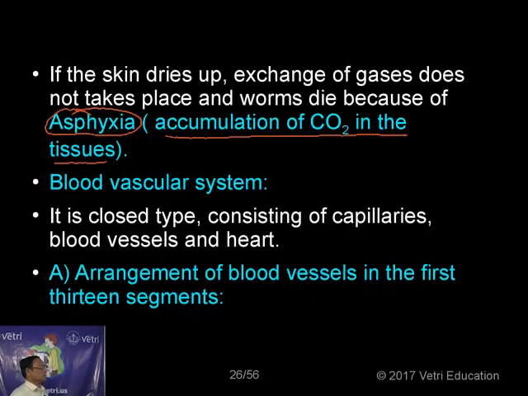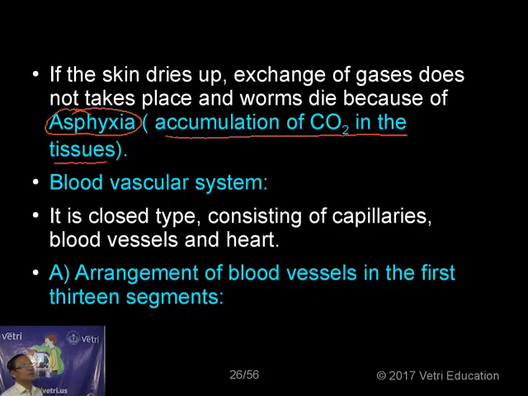Now the blood vascular system. In the case of earthworm, the circulatory system is of closed type. This is the first time you see that the organisms in Annelida developed a closed circulatory system with red blood. Blood has hemoglobin dissolved in plasma. So it is a closed type consisting of capillaries, blood vessels and heart.